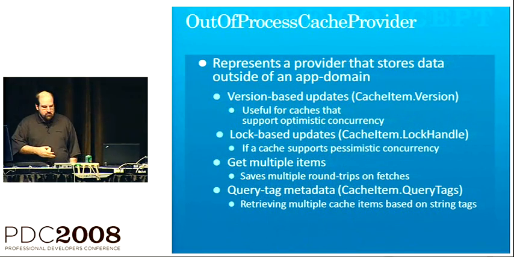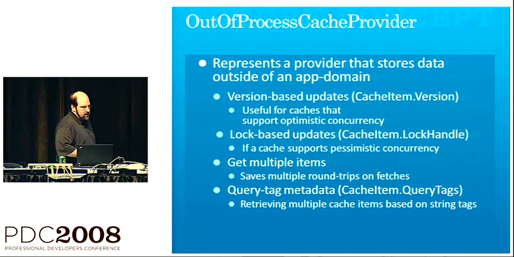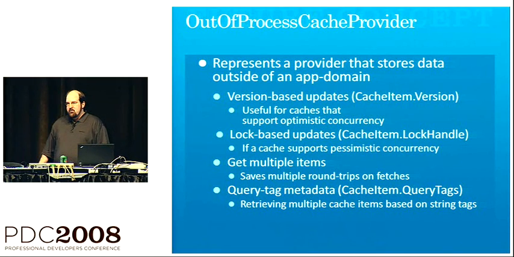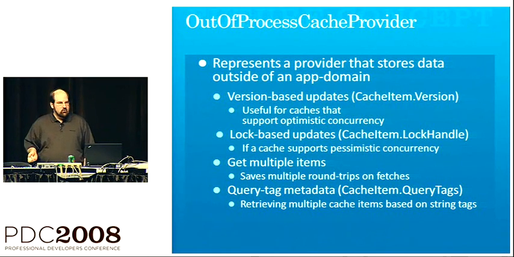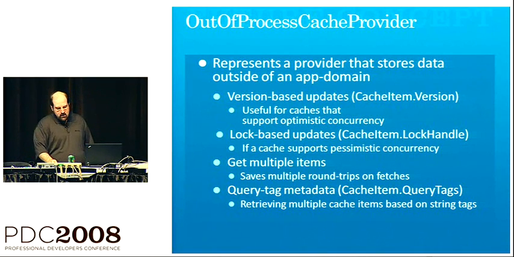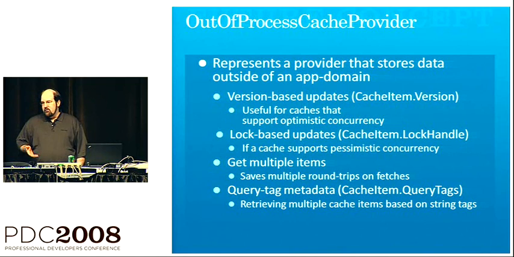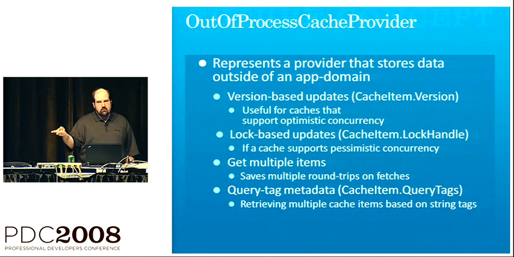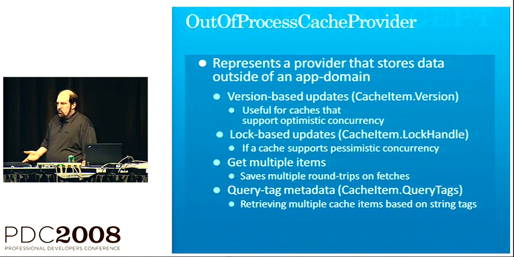And then if we take a look at the other provider base type, this is the out-of-process cache provider. This is meant to be the base type that people like Velocity or Scale-Out would be able to write a wrapper around their current offerings and expose it as an out-of-process cache provider. The reason we have this separated out is a lot of the features here, like the version-based updates and the lock-based updates, are basically optimistic and pessimistic concurrency strategies for locking an item in the cache and then releasing it.